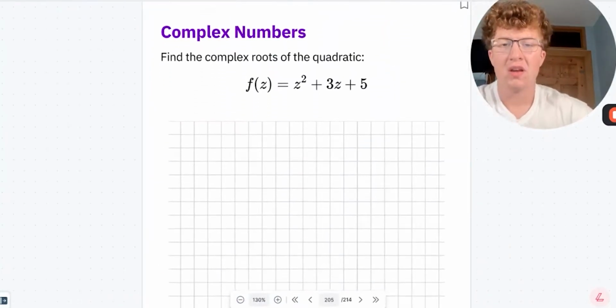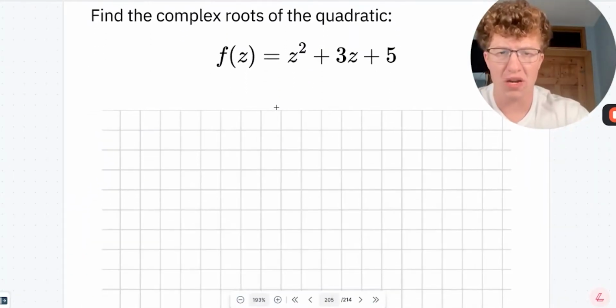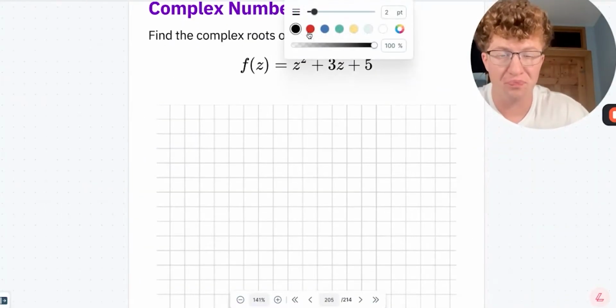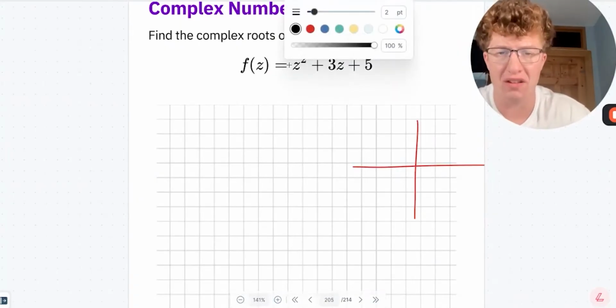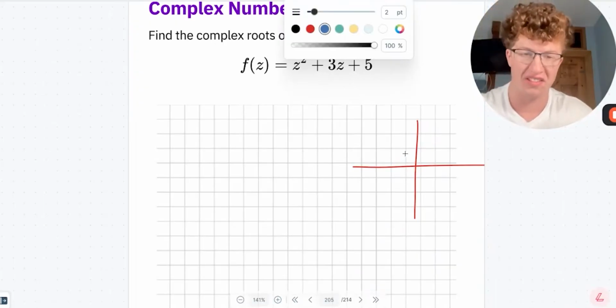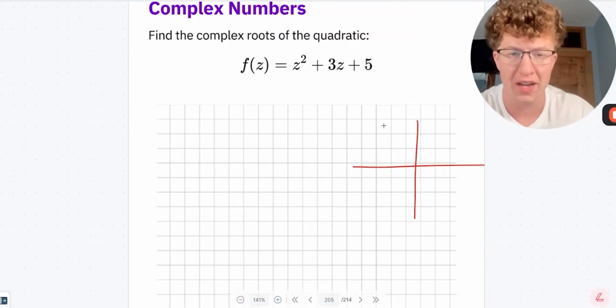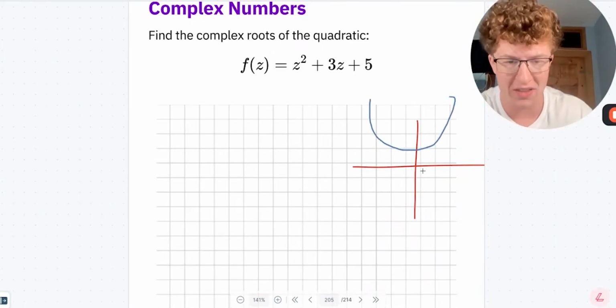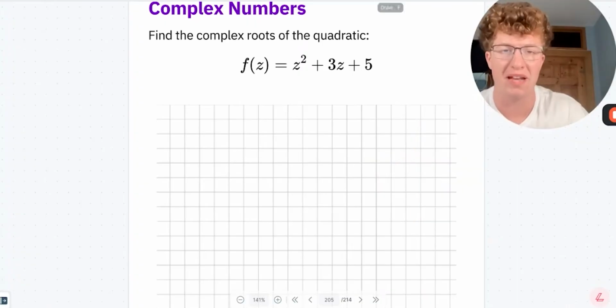Now, find the complex roots of the quadratic. f of z is z squared plus 3z plus 5. Now, remember, normally for a quadratic, if it's a positive in front of the x squared or the z squared, it's going to look something like this. For a complex quadratic, the graph looks actually something like this. It doesn't actually intersect with the x-axis down here. So we're going to have complex roots.